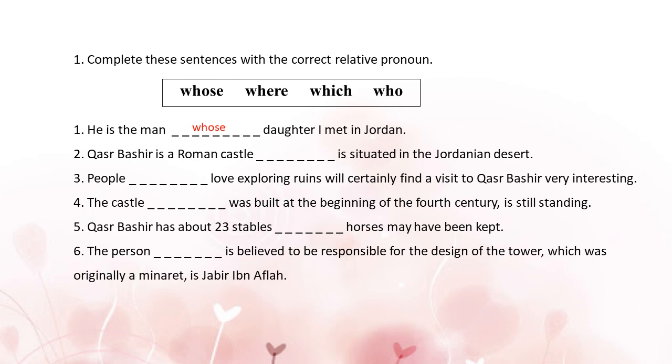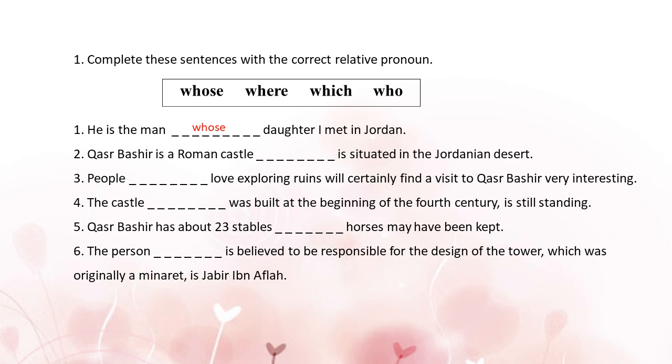Number two, Qasr Bashir is a Roman castle, is situated in the Jordanian desert. So, Qasr Bashir is a Roman castle situated in the Jordanian desert. Here we are talking about what? We are not talking about people.